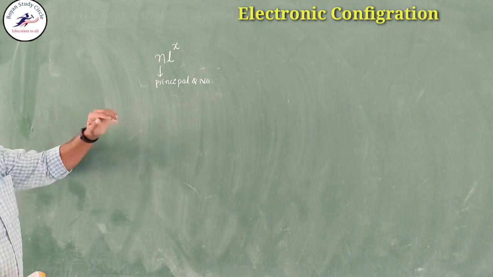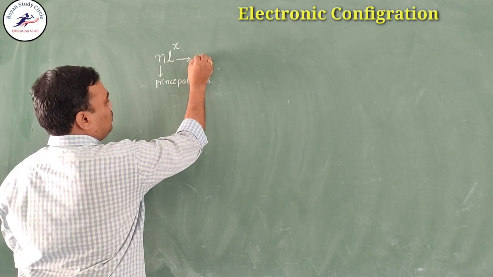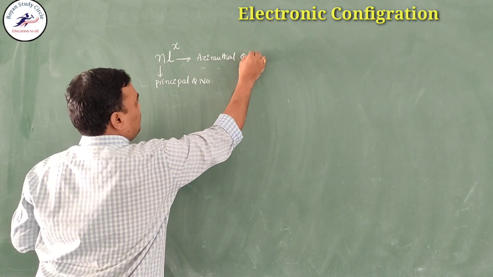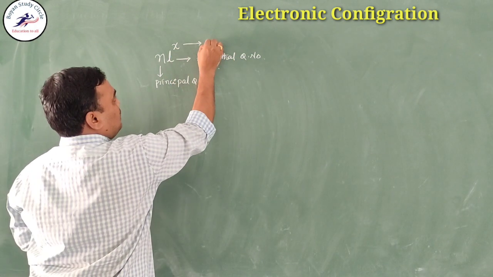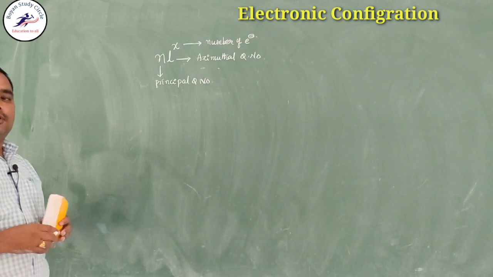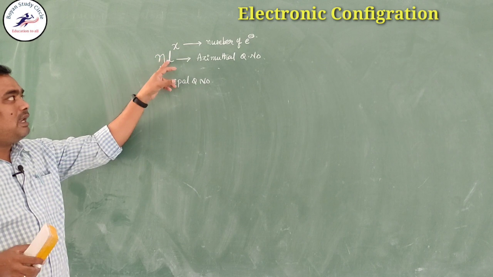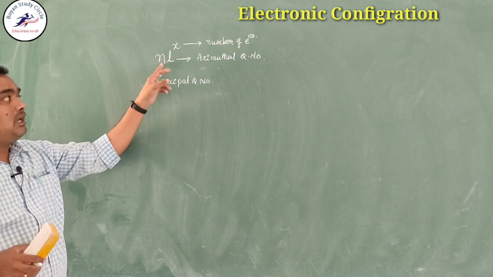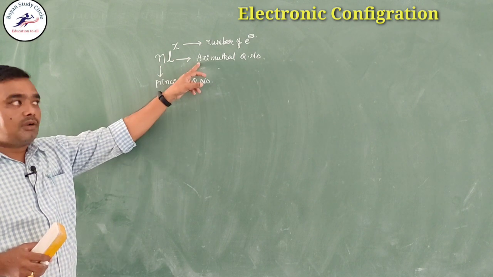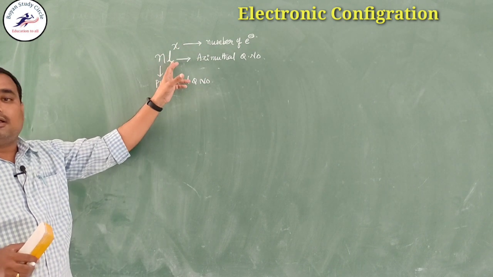For example, we will come across the example later on. So what is l here? l means the azimuthal quantum number, right? And x is the number of electrons. So this is the shorthand notation to write the electronic configuration in the form of nlx. Here n means principal quantum number, l means azimuthal quantum number, and x means the number of electrons that can be written into the subshell, right?